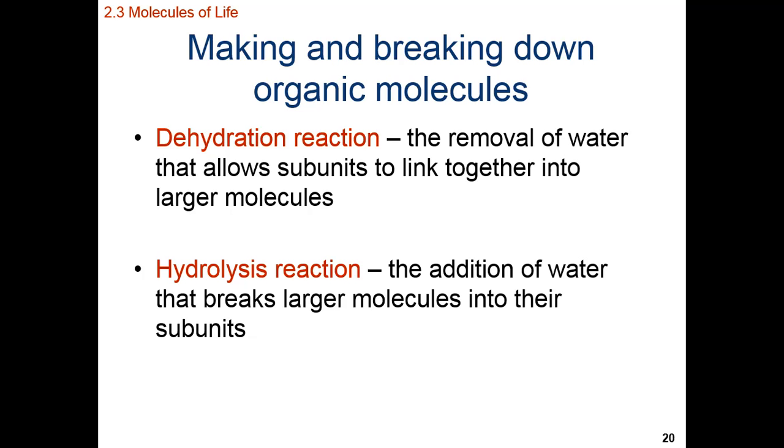So let's keep going. We're going to next talk about organic molecules and how we can make them and how we can destroy them. The process of putting together an organic molecule typically is going to be known as a dehydration reaction. During this process, we take two separate subunits, two separate monomers, and connect them together. And as we connect these two separate subunits together to make a bigger molecule, we're going to have a waste water molecule.